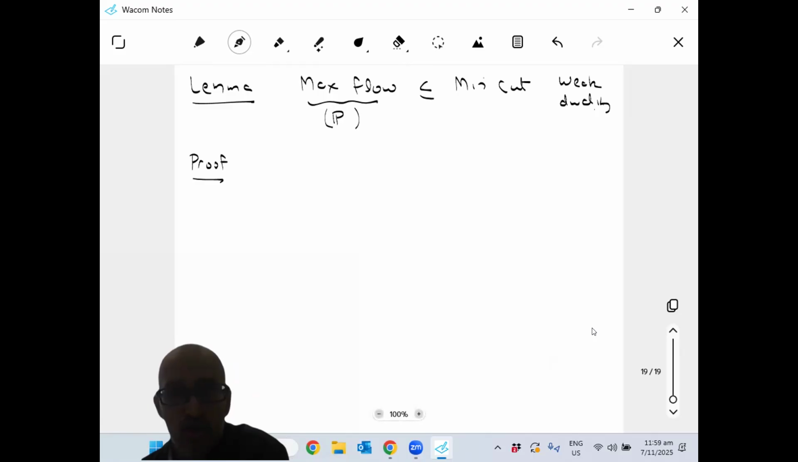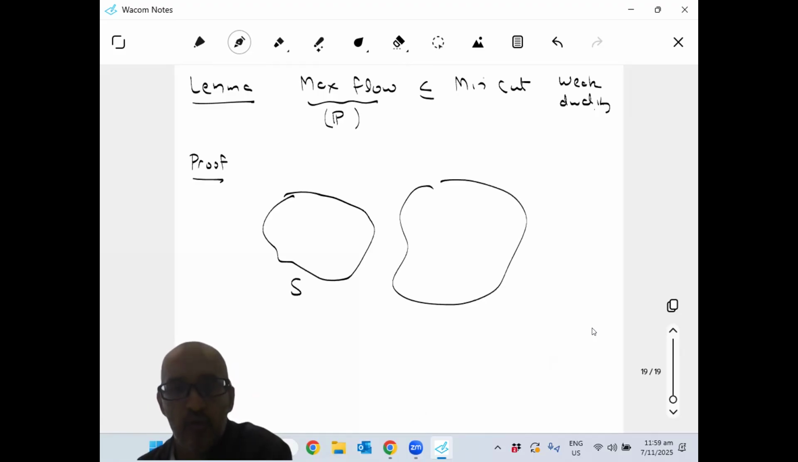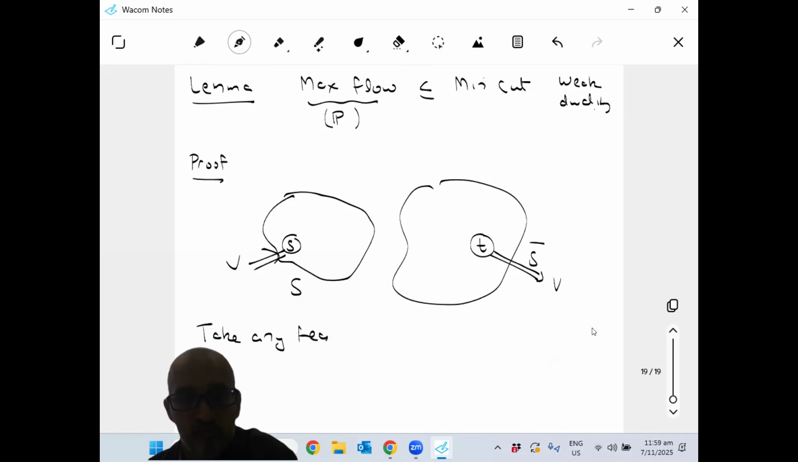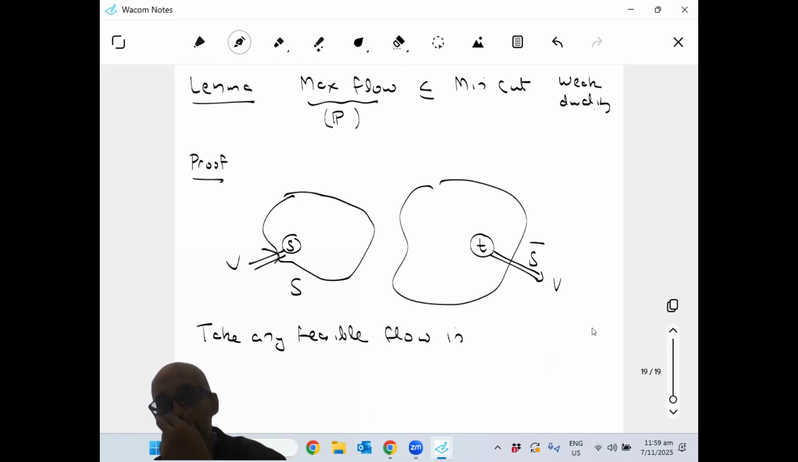You take S bar, where small node s is here and capital node t is here. You've got incoming flow V, outgoing flow V. You've got flow conservation. So take any feasible flow in the network.